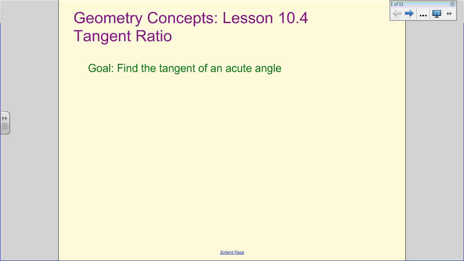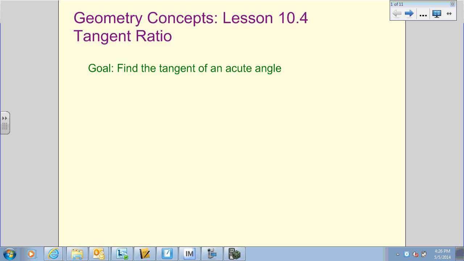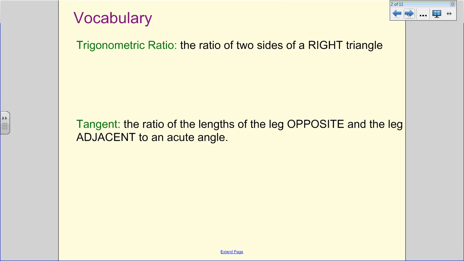Ladies and gentlemen, we're going to take a look at lesson 10.4, the tangent ratio. So we're going to introduce a couple of vocabulary words. Some of these you may have heard or seen simply because you've been using a calculator. But our goal today is to find the tangent of an acute angle, and it's important to realize that we're working with acute angles. Two words, trigonometric ratio.